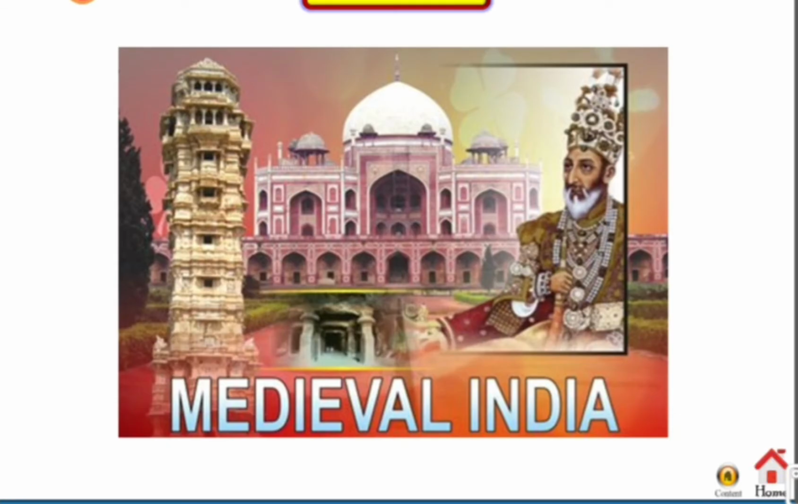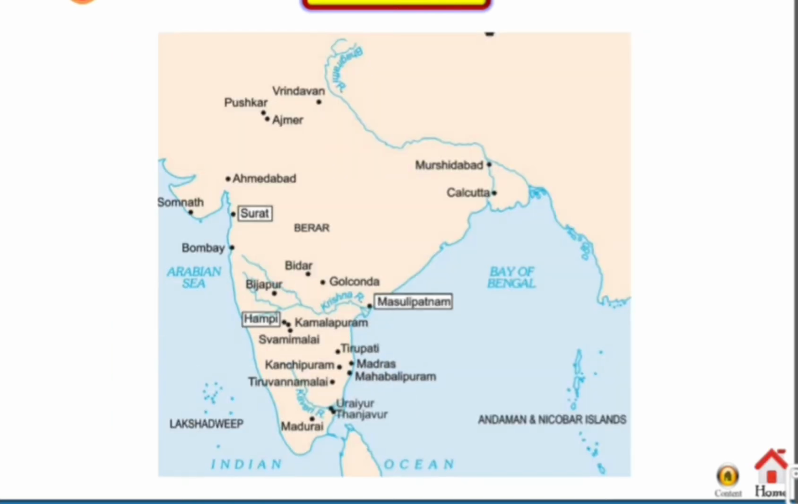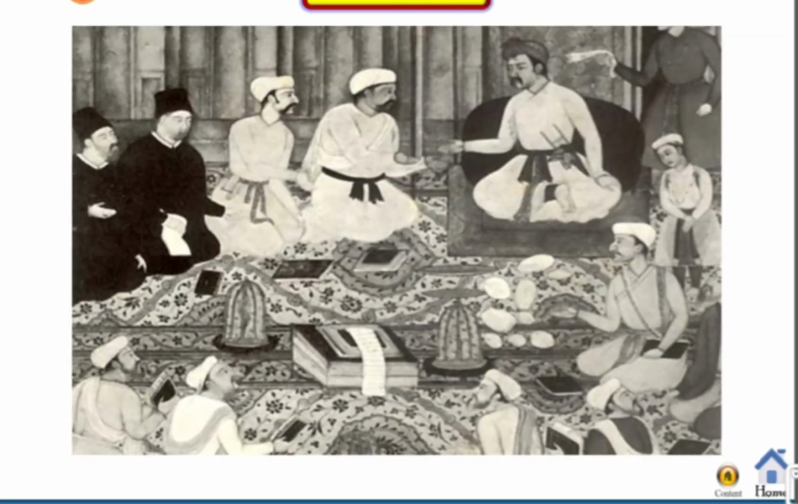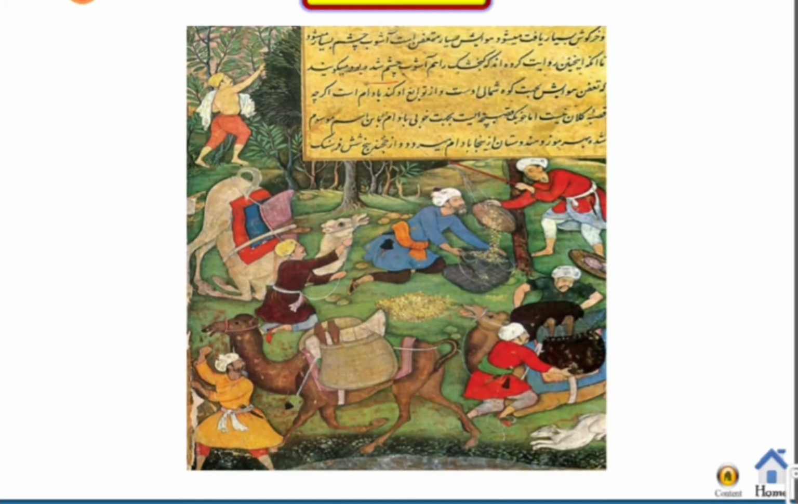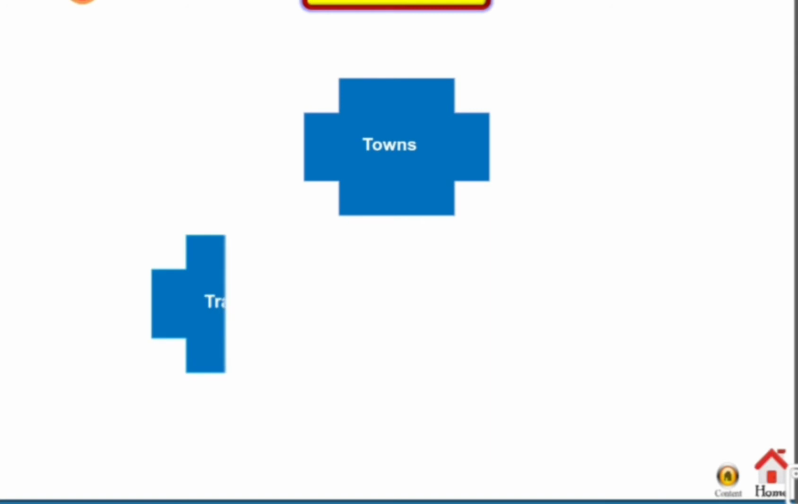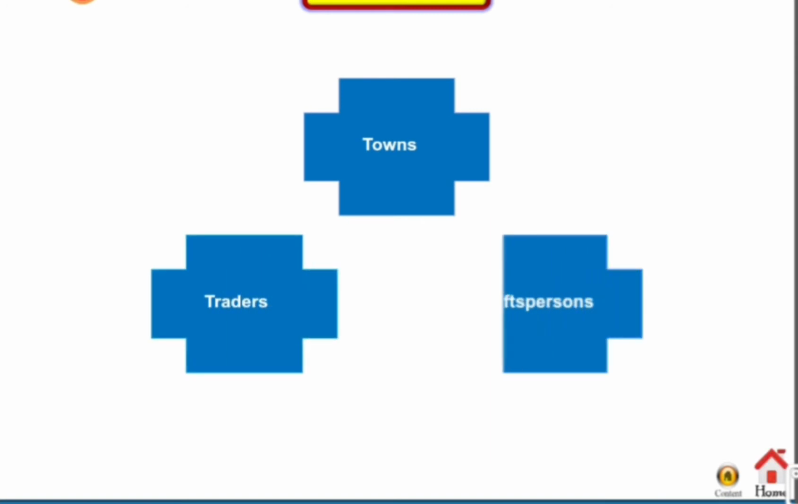During the medieval period, towns grew up in various parts of the country. These towns grew into administrative, trade, and cultural centers. Flourishing trade and commerce led to the general prosperity of the people. Let us get familiar with the relationship among towns, traders, and craftspersons.